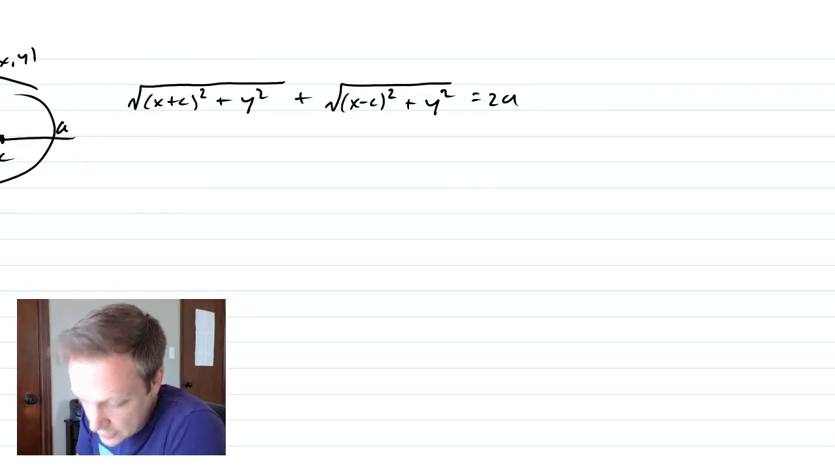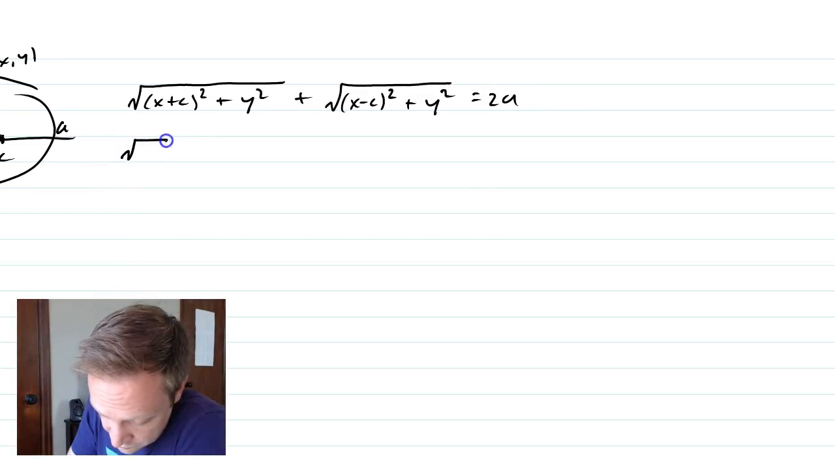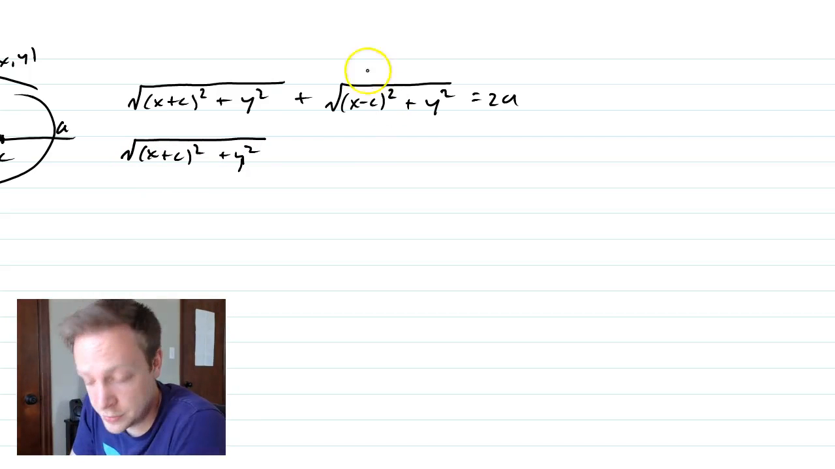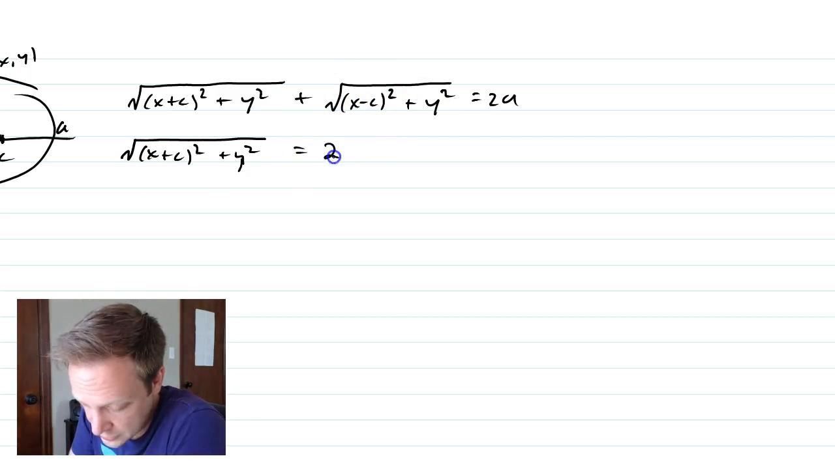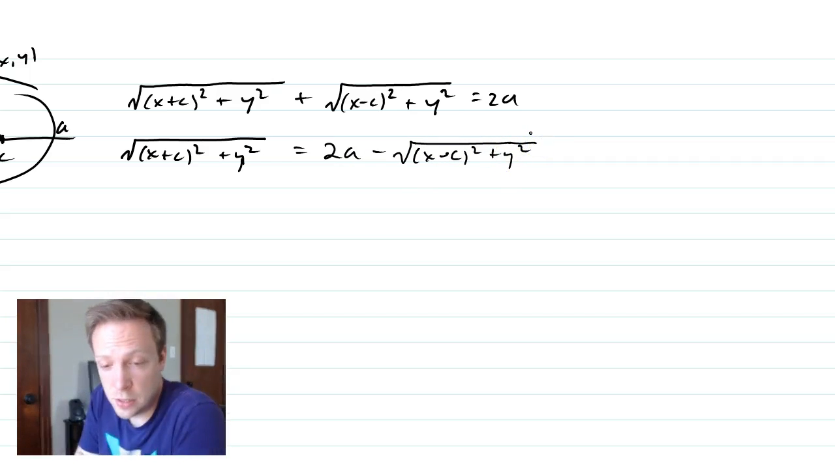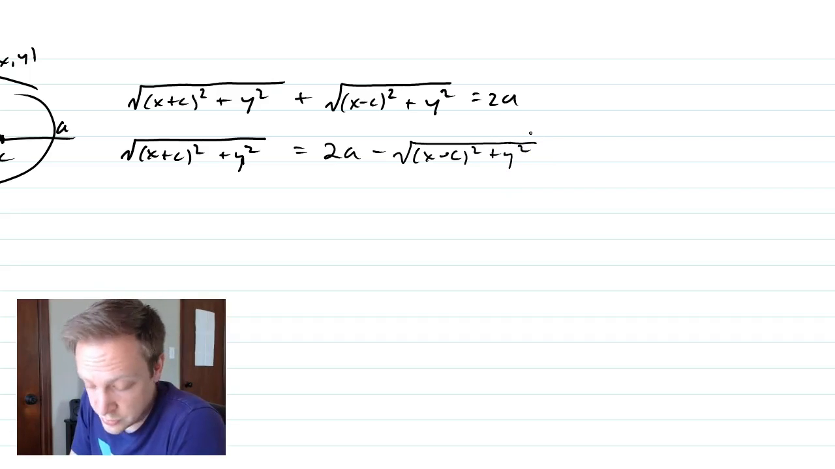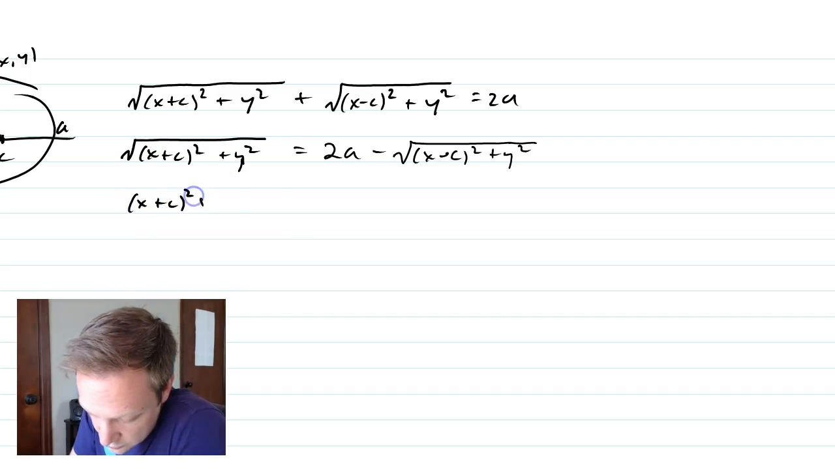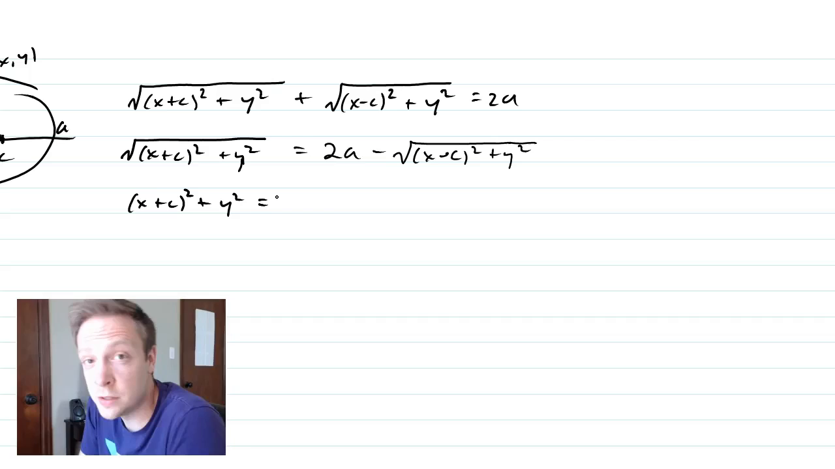All right, now what I'm going to do, and this just comes from experience, I'm actually going to subtract this term over to the other side because what I want to do next is square both sides. And it actually is a little nicer this way. Just trust me here. Now if I square the left side, I'm going to get this right here, which is x plus c squared plus y squared. It just undoes the square root.